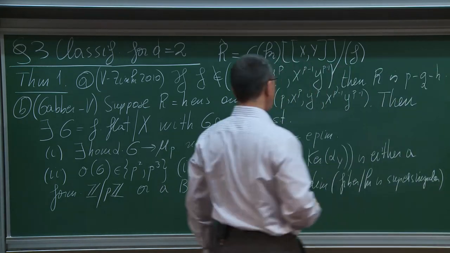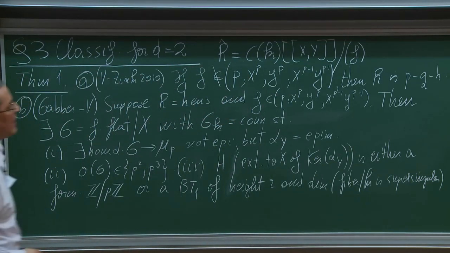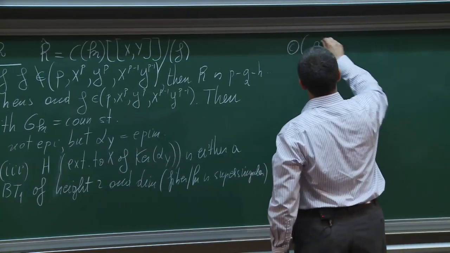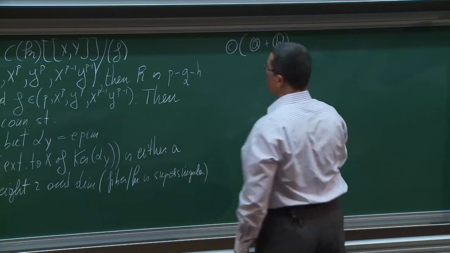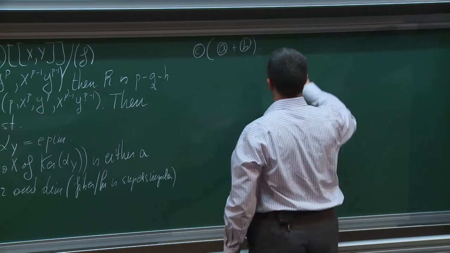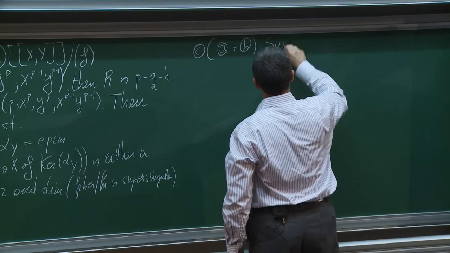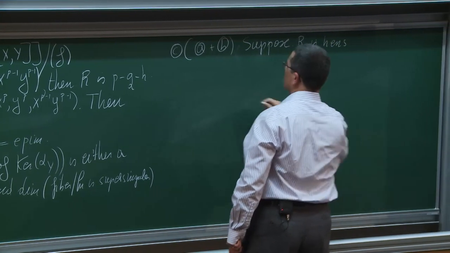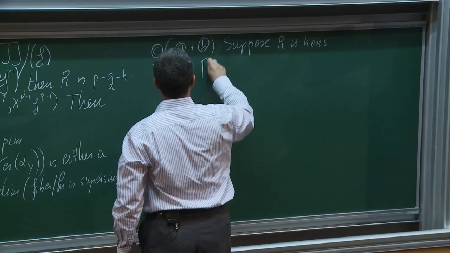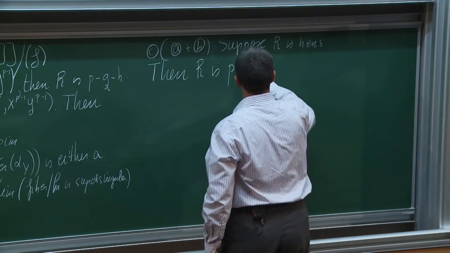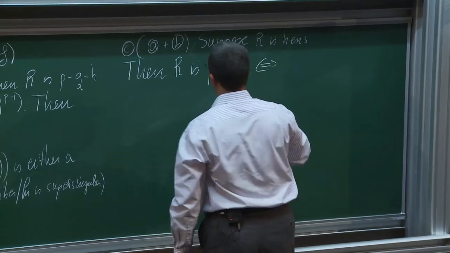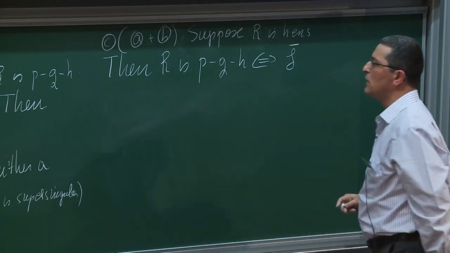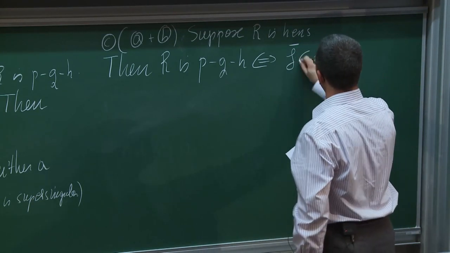Supersingular BT1. And of course, if you combine A and B, what one gets is that in dimension 2, suppose R is henselian, then R is p-quasi-Henselian if and only if F doesn't belong there. Or sometimes it's convenient to do the reduction mod p of F.